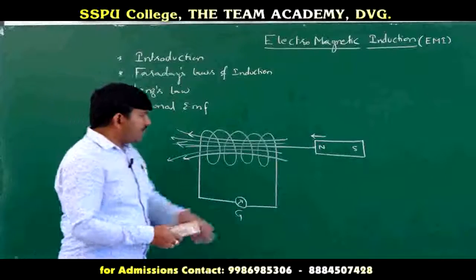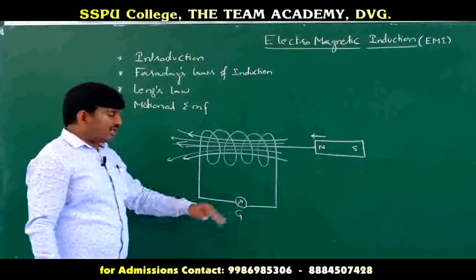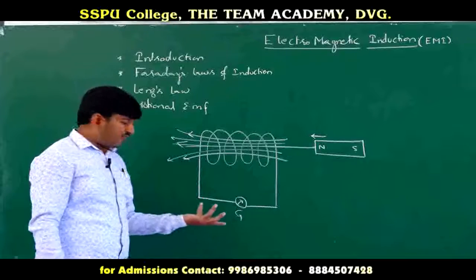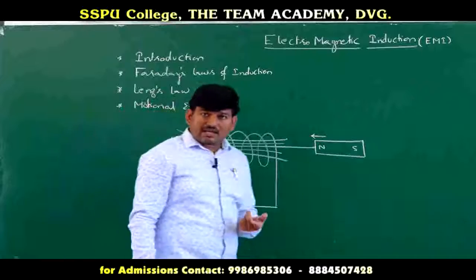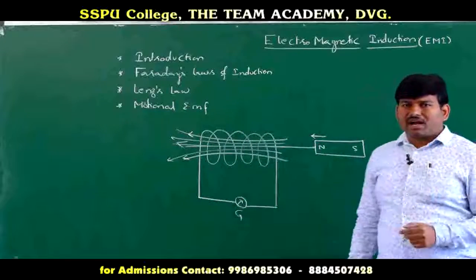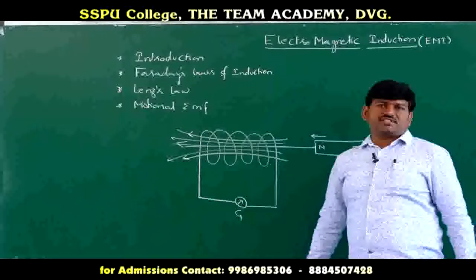Now when the bar magnet is brought closer, he has noticed that there is a deflection in the galvanometer coil. So there is a deflection, which means what? There is a current in the coil. There is a current, which means there must be what? Without an EMF we can't expect the current. That means there must be an EMF. And who is providing that EMF is the question here.